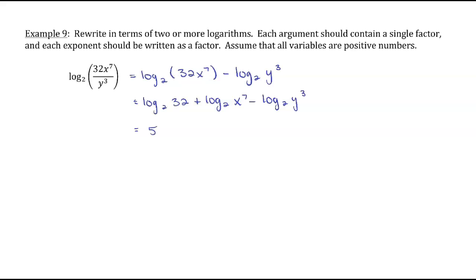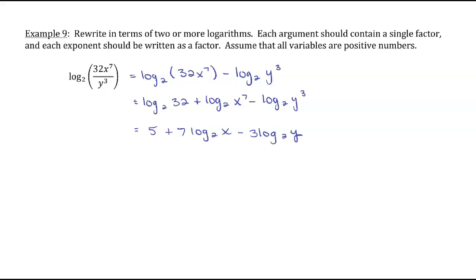Next, with log base 2 of x to the 7th, we can move that exponent of the x out in front as a factor. So we have 7 times log base 2 of x. And finally, with log base 2 of y to the 3rd, we can again move the exponent 3 out in front as a factor so that we have 3 times log base 2 of y.